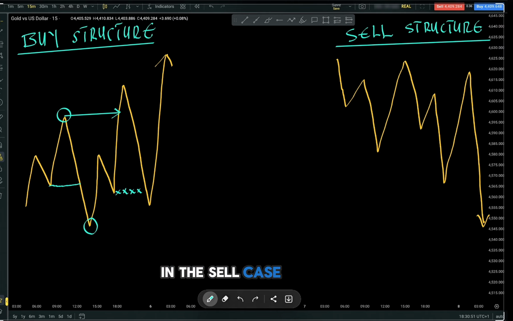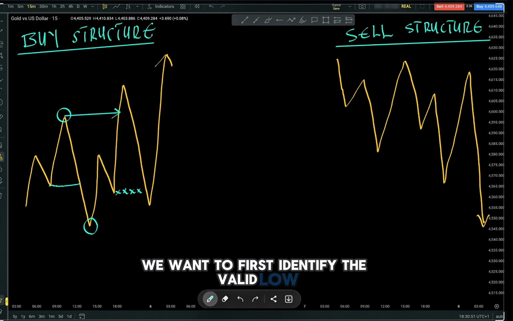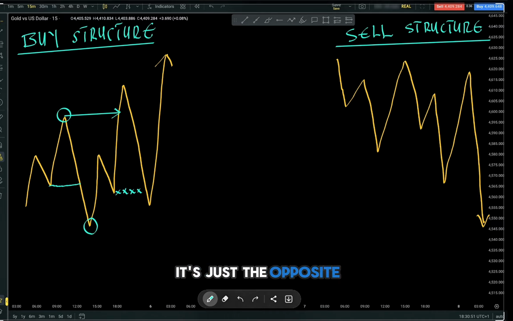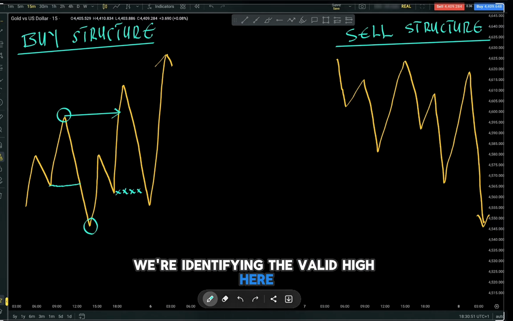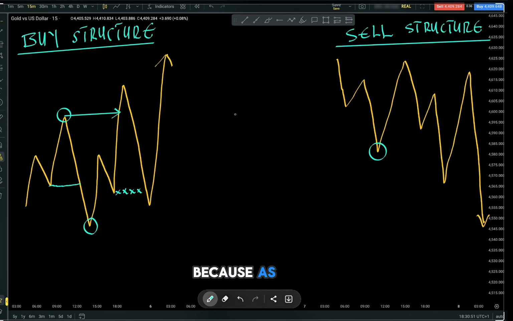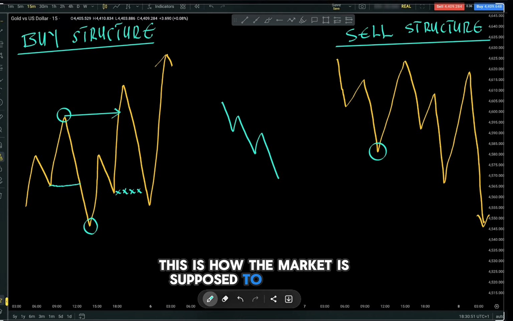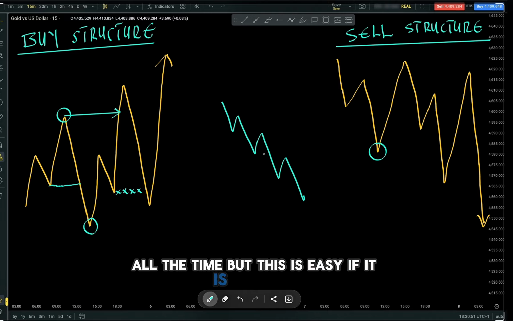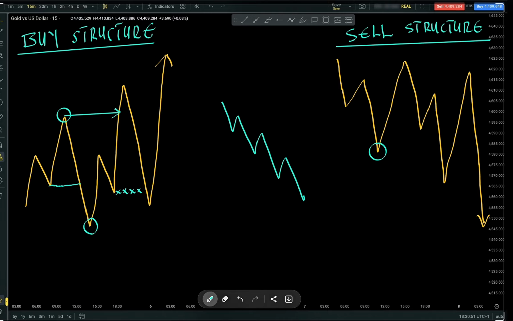In the sell case scenario, we want to first identify the valid low. It's just the opposite. We're identifying the valid high here. Now we want to identify the valid low here, because as I said, this is how the market is supposed to be moving all the time. But this is easy. If it is this way, as people are saying higher high, higher low, higher high, higher low, it becomes easy. Everybody can just be taking sales from here and making easy money. But this is not. We all know what is happening in the market. The reality is totally different.